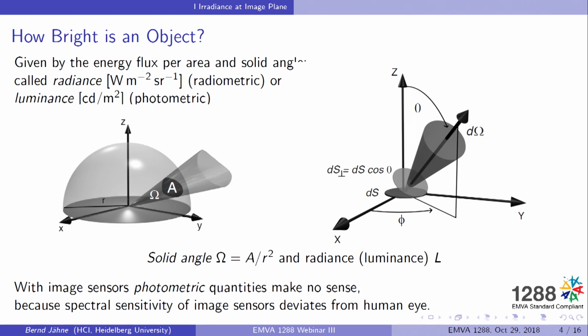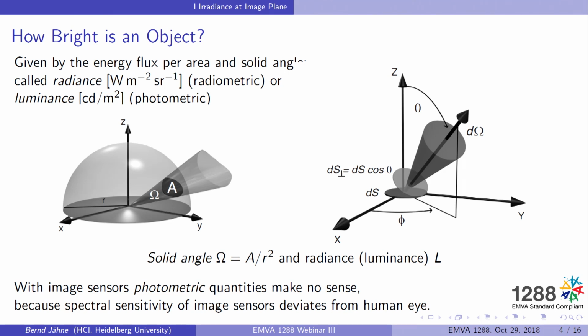You could express this not only in the radiance, as this quantity is called, that means in watts per square meter and per steradian, which is called radiometric. But if you look for the sensitivity of the human eye, this is actually called the luminance, and this is then expressed in so-called photometric units, for instance, candela per square meter.